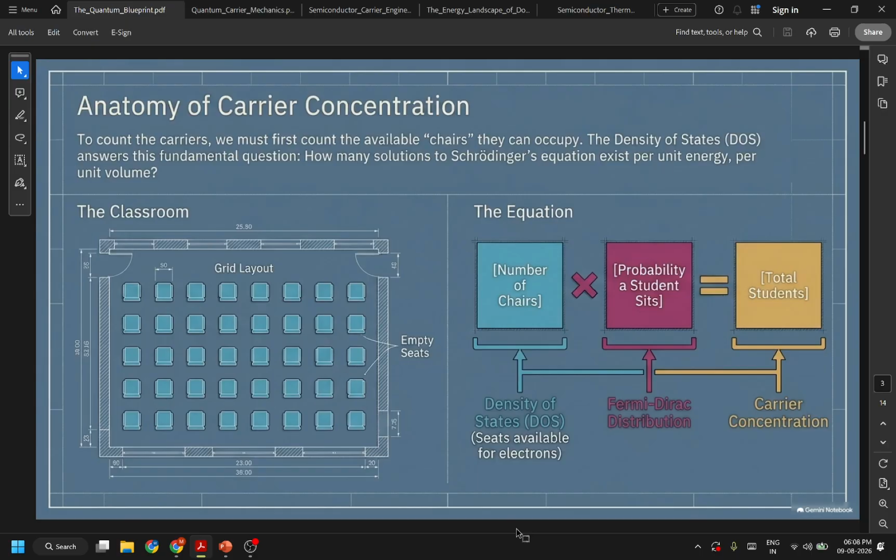Here, let's assume this is a classroom with, let's say, 50 chairs. The number of chairs is equivalent to your density of states, which is the number of seats available for electrons. Then there is the probability of a student sitting on a particular chair, which in terms of electrons is defined using the Fermi Dirac distribution. The multiplication of those will give you the total number of students, which is your carrier concentration.